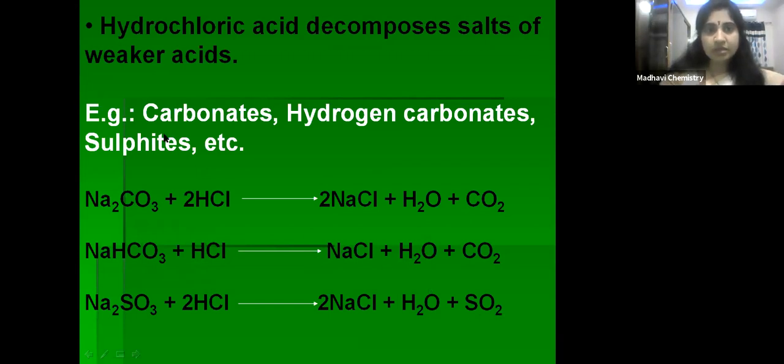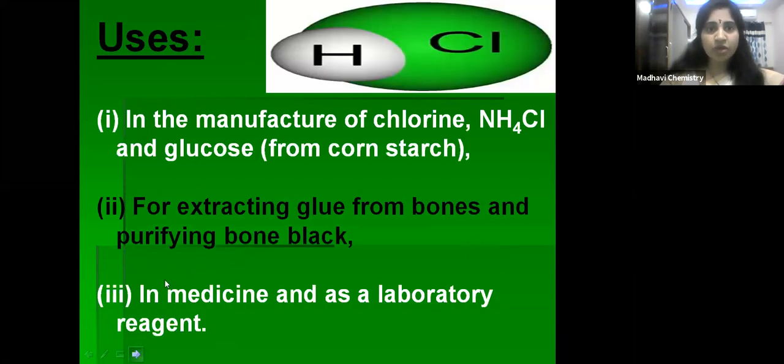So this hydrochloric acid decomposes salts of weaker acids like carbonates, hydrogen carbonates and sulfites to give sodium chloride and water. Along with that, carbon dioxide when they are carbonates, and when it is sulfite, it gives sulfur dioxide. Very simple reactions, children, just practice is required. Okay, now coming to uses. Till now we have discussed the preparation and chemical properties of hydrogen chloride.